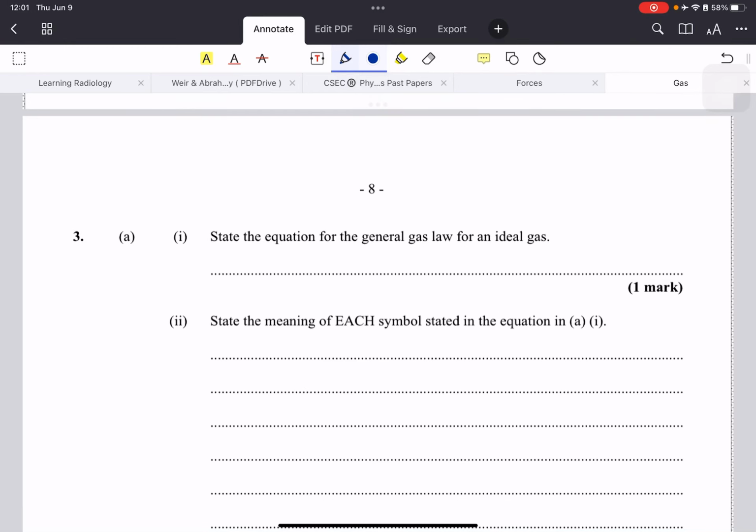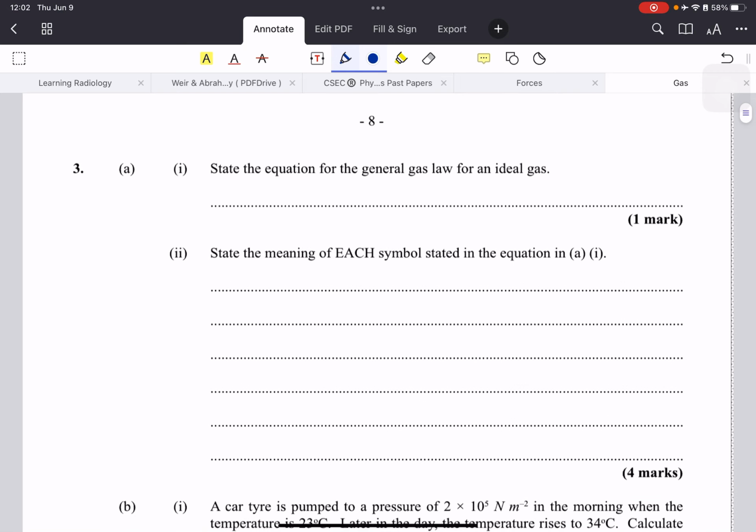Hi everyone. So in this short video, we'll be looking at the gas laws, including the ideal gas law, the combined gas laws, and the graphs for the various laws such as Boyle, Charles, and the pressure law. Okay, so this first question asks us to use the ideal gas equation.